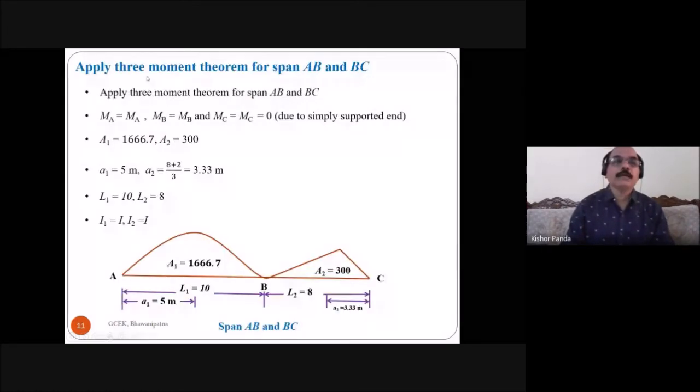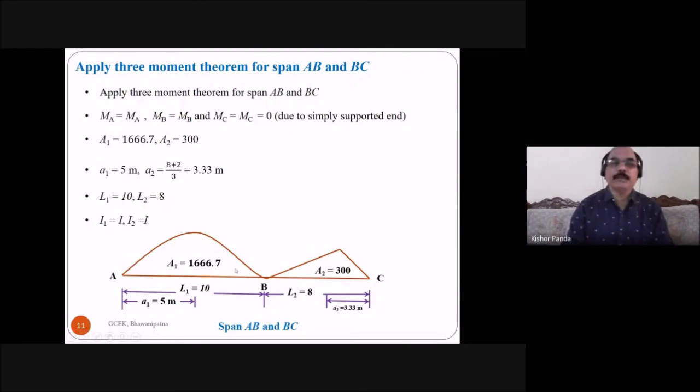Then apply the three moment theorem for span AB and BC. Here, this is support A, this is support B, this is support C. So here MA, this one is MB and MC. But MC is 0 due to the simply supported end. MA is equal to MA, MB is equal to MB, and MC is equal to 0 due to the simply supported end.